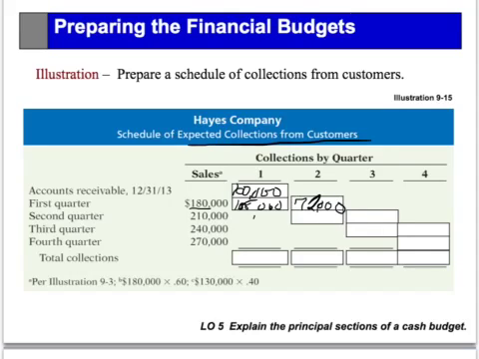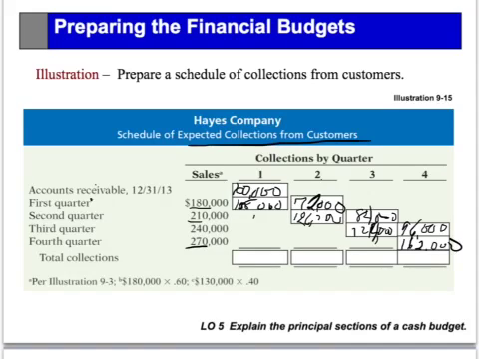In the second quarter I have sales of $210,000. Well, I collect 60% of that in that quarter, the second quarter. That's $126,000. And the balance in quarter three. In the third quarter, $240,000. I collect $144,000, like that, and $96,000 in the final quarter. In the fourth quarter, I'm only going to collect 60% of that $270,000, so I'm going to collect $162,000. Now I add them up.